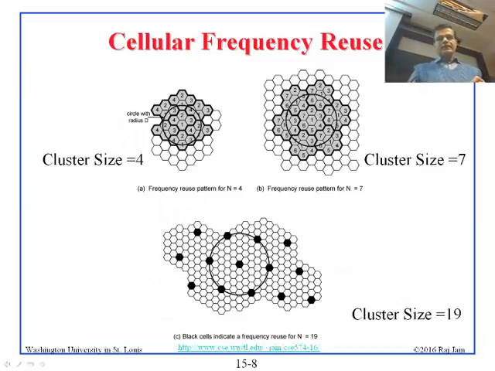So the cell size does not have to be 6. Cluster size does not have to be 7. You could have cluster size of 4, cluster size of 7 that we saw, 19, and so on and so forth.